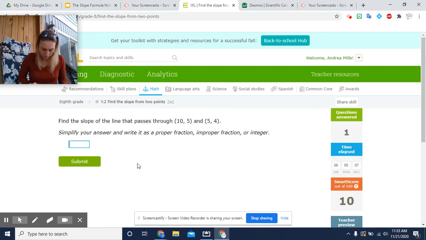All right, here are 2 points. I want to edit the drawing. Yes, all right. So here are my 2 points. I have 10 and 5. That's my first coordinate. And my second coordinate is 5 and 4. Cool. Let's go to my iPad real quick.